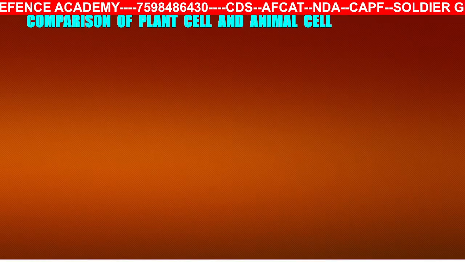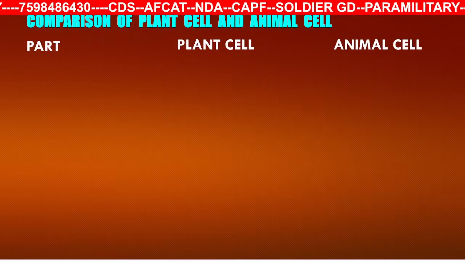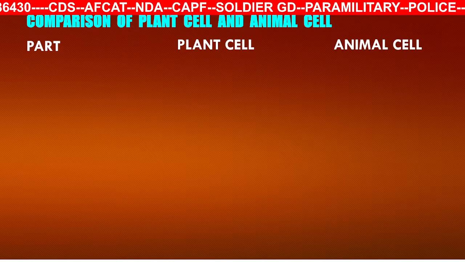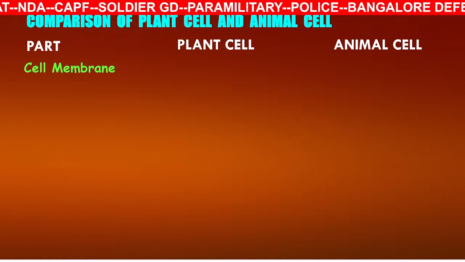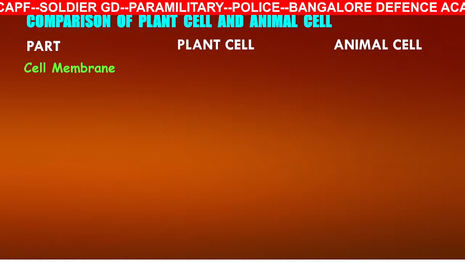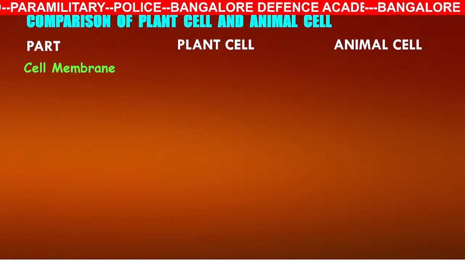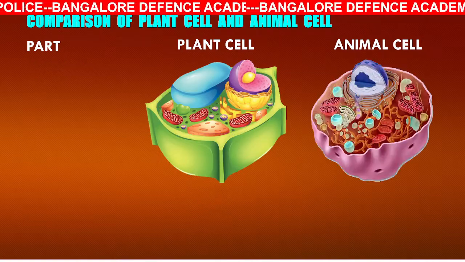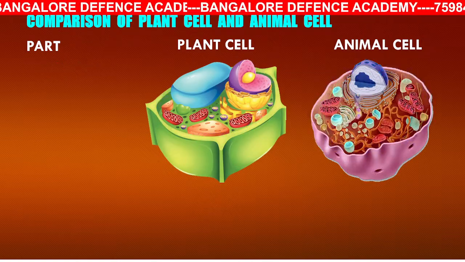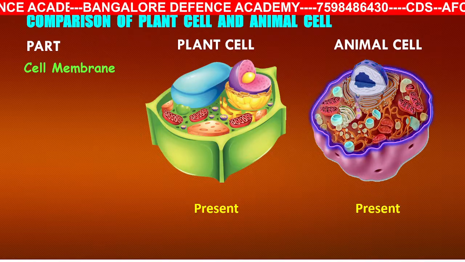Okay. Now the last few slides remaining. Comparison of plant cell and animal cell. Now tell me, parts, plant cell and animal cell. You are going to fill these blanks now. Cell membrane. Is it present in plant cell? What about animal cell? Okay. Cell membrane is present in plant cell and it is present here also.